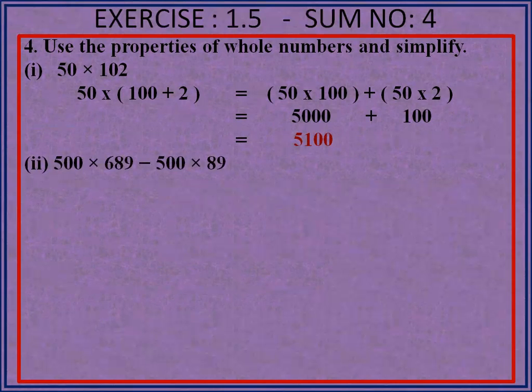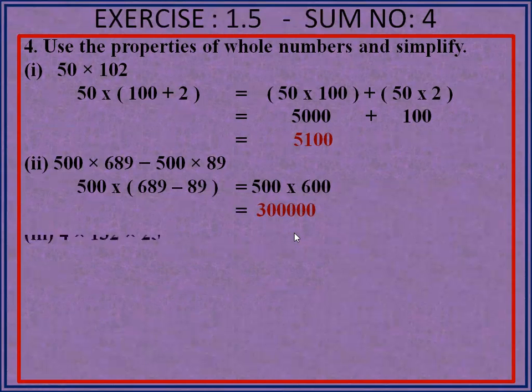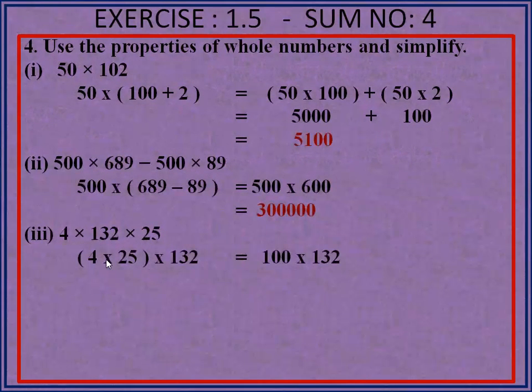500 into 689 minus 500 into 89. So 500 into (689 minus 89). We are bringing it to the distributive property, where 500 into 600 is 3 lakhs. 4 into 132 into 25. So you get 4 into 25 into 132. You can change the order using the associative property. So 4 into 25 is 100. 100 into 132 is 13200.